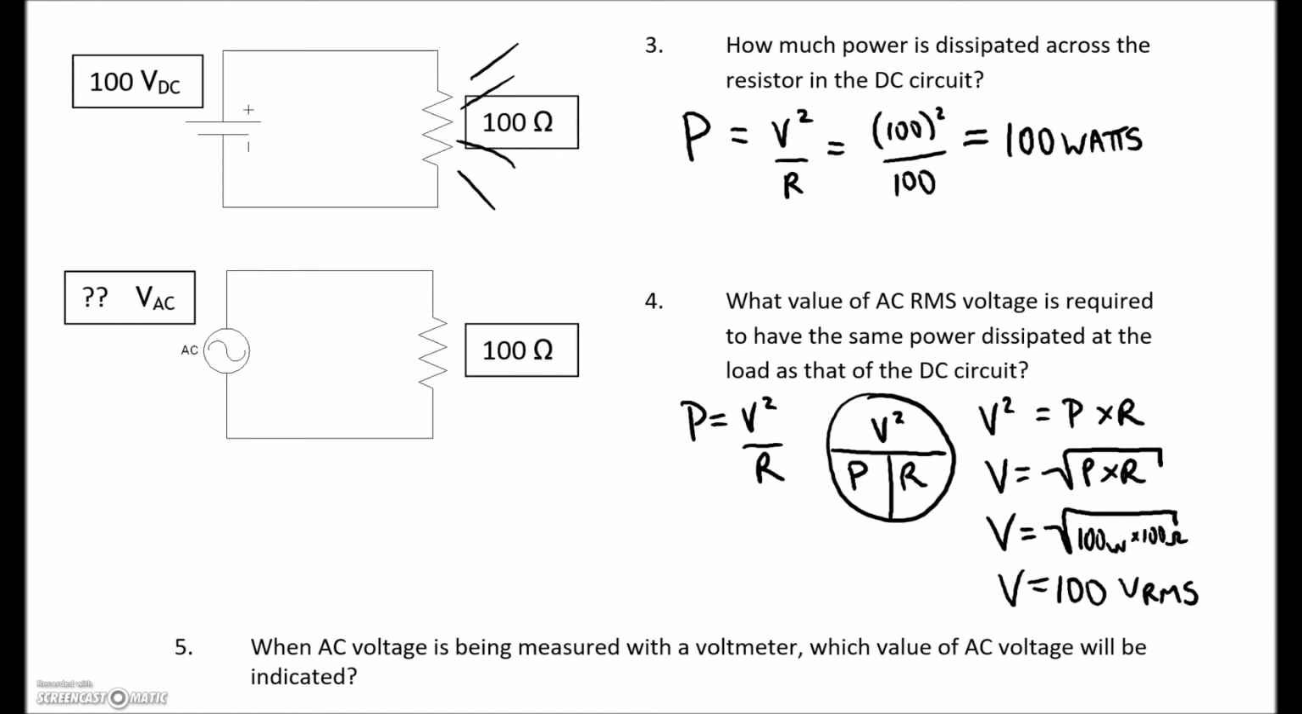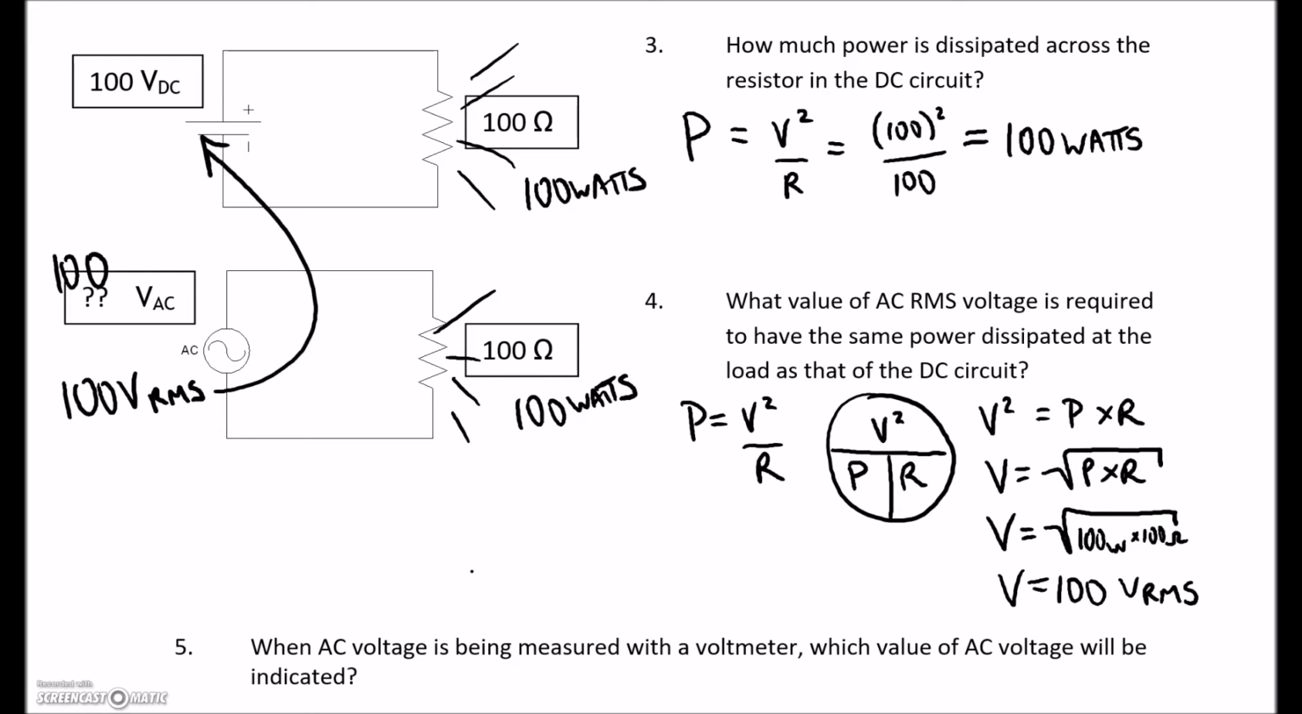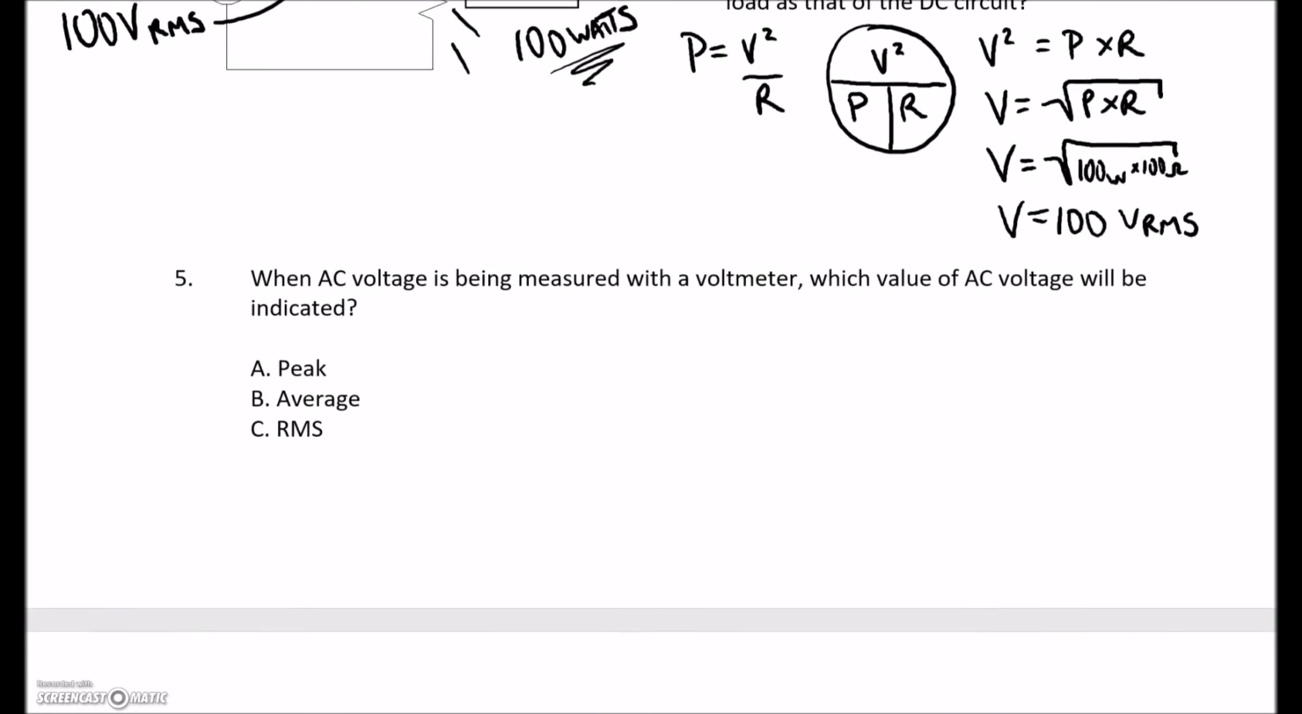Okay, so we can see here that we had 100 volts DC giving us 100 watts of power off of that resistor. If we want that same 100 watts of power coming off of that resistor, we need the exact same voltage. We need 100 volts, right? Now, it's not the peak voltage. This here is 100 volts RMS. Okay, the 100 volts is the equivalent of the DC. It provides you with the exact same amount of power as you would from a DC source of equivalent voltage value. Okay, so the RMS is simply the DC equivalent.